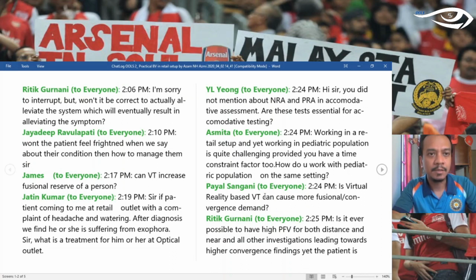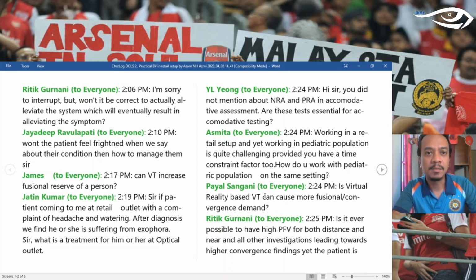I think several questions have been answered, by the way, but just for those who had some interruption during the session, maybe we can repeat them again. So the first question is coming from Ritik Gurnani. I'm sorry to interrupt, but won't it be correct to actually alleviate the system, which will eventually result in alleviating the symptoms?